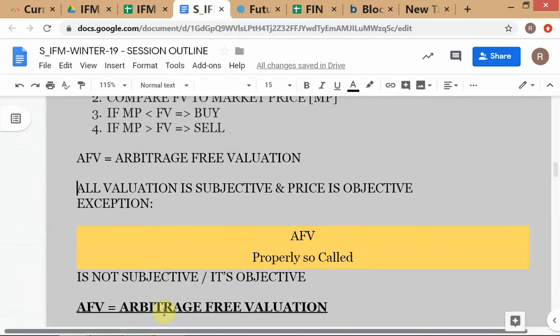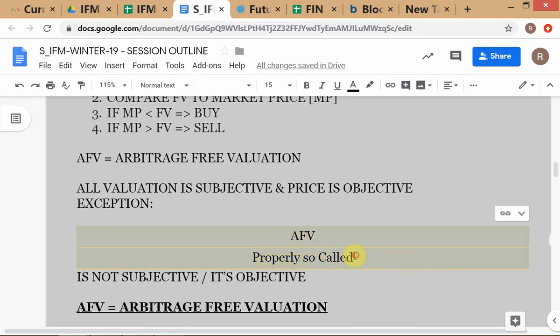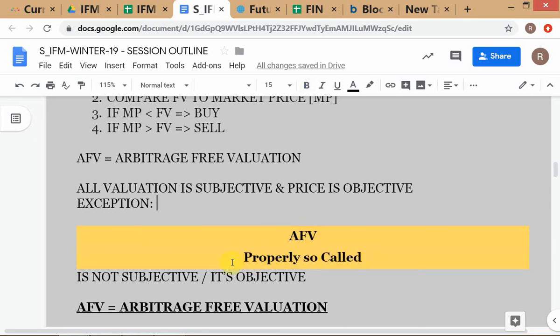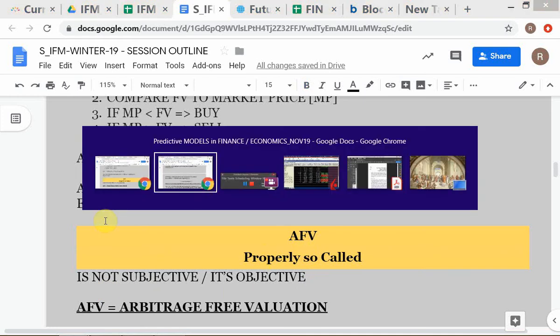So that's why I've said that all valuation is subjective, price is objective, but the only exception is what we call AFV, properly so called. This terminology is taken from an English jurist called John Austin, who referred to laws properly so called and improperly so called. So I've just tried to use that, but you can just think of it as true AFV or not true AFV. So this is AFV, what you saw yesterday, that is not subjective.